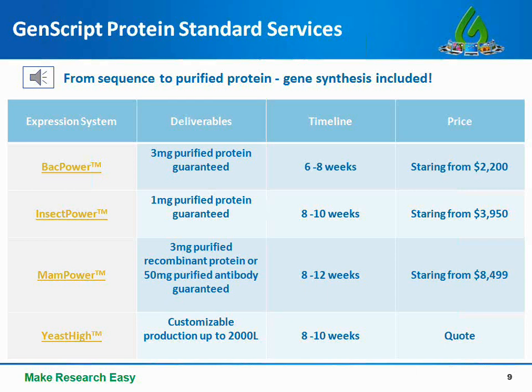With our packages, what we need from you is just the sequence of the protein, and we take care of the rest and deliver you the purified protein at the specified purity and amount in each package. For our guaranteed packages, if we fail to deliver the protein at the specified purity and amount, it will be no charge to you, so you are risk-free. For example, with our bacteria expression guaranteed packages, you submit your order with the protein sequence, we will deliver 3 mg purified protein at your desired purity within 6 to 8 weeks, with price starting from $2,200.